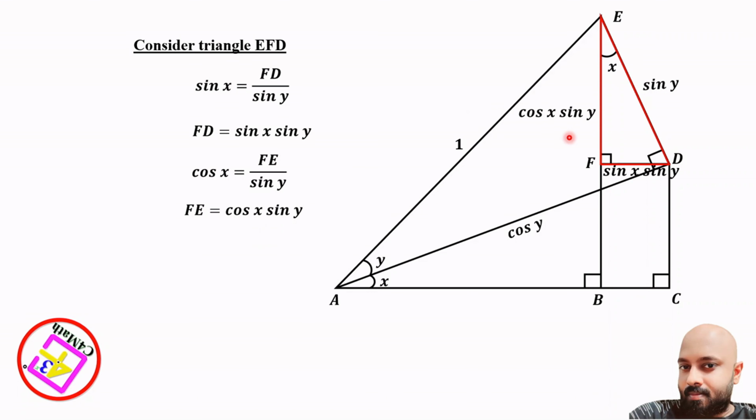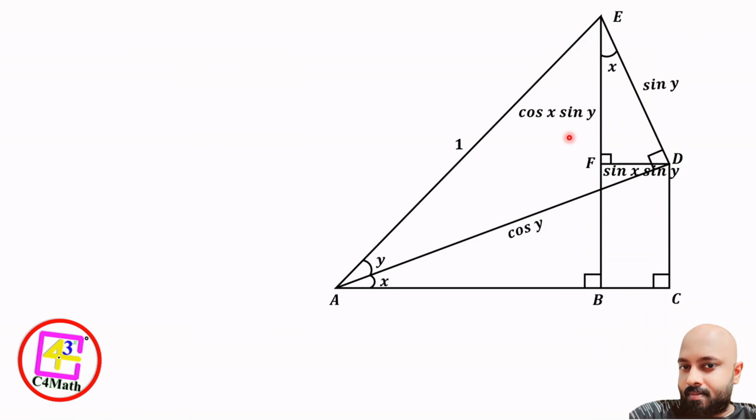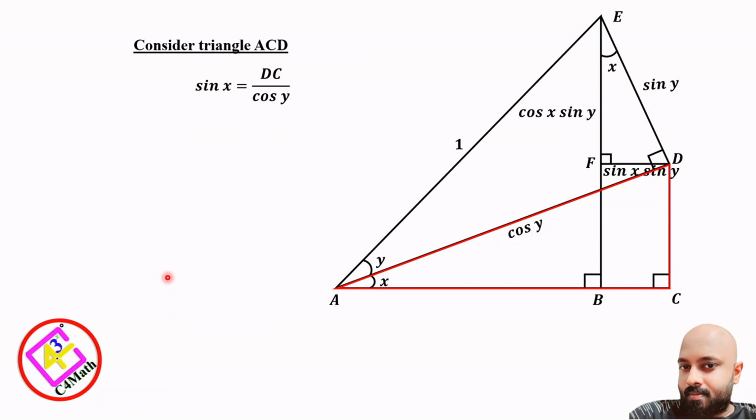Okay. Then next, the third right angle triangle, we can use the right angle triangle ACD. That is this right angle triangle. In this right angle triangle we know this angle x. Here this is the opposite side and this one is the adjacent side, and the side opposite to 90, the hypotenuse, is cos y. Then sin x is equal to DC over cos y. Then cross multiplication, we will get DC is equal to sin x cos y. In place of DC we can write sin x cos y.